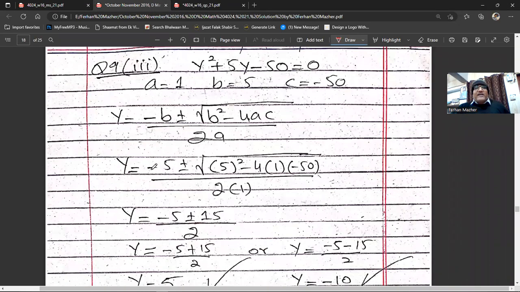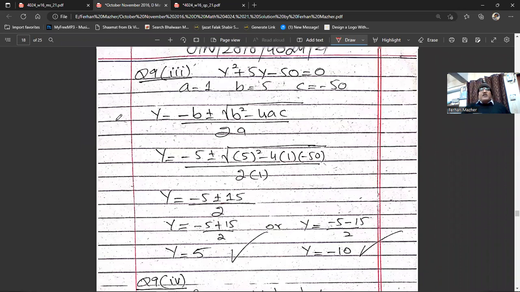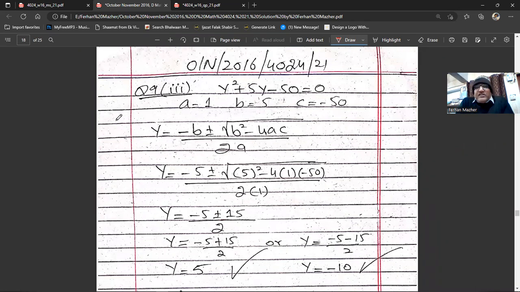Okay, so I'm going to apply the quadratic formula. And you can do the middle term breaking also here. That is also possible. So Y square plus 5Y minus 50 is equal to 0. So A is equal to 1, B is equal to 5, C is equal to minus 50. So Y will be equal to, applying the quadratic formula, minus B plus or minus the square root of B square minus 4AC, the whole thing divided by 2A.